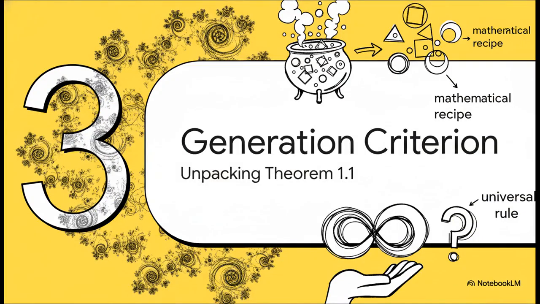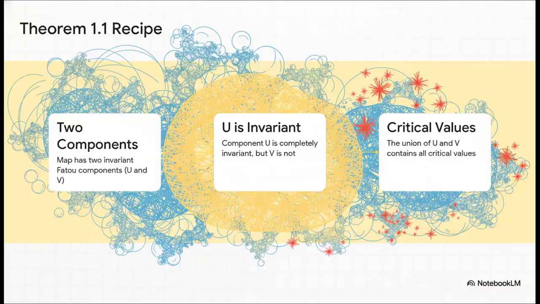Okay, section 3, the generation criterion. Let's unpack theorem 1.1. Now that we know what they are, how do mathematicians guarantee they'll actually appear? You can't just throw numbers at a wall and hope for the best. This is where theorem 1.1 comes in.